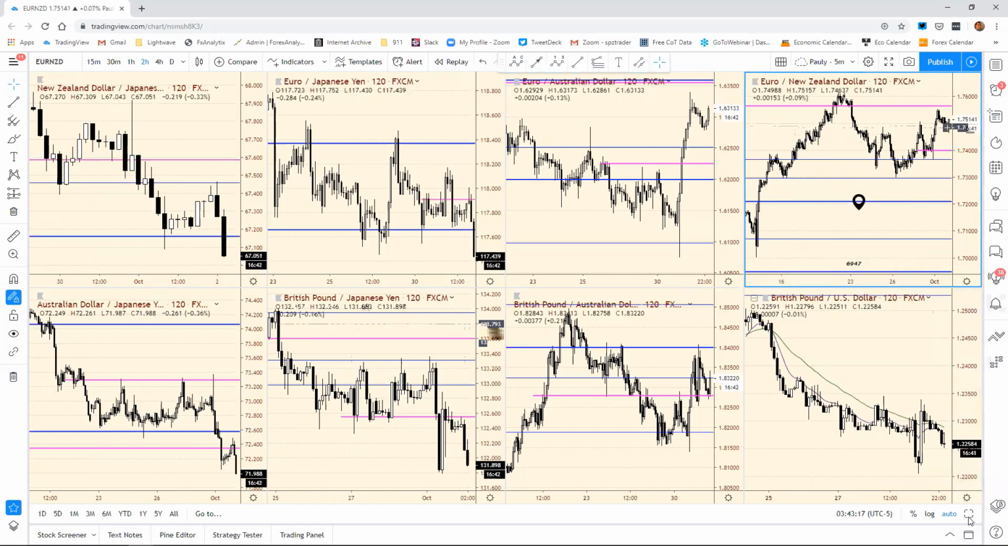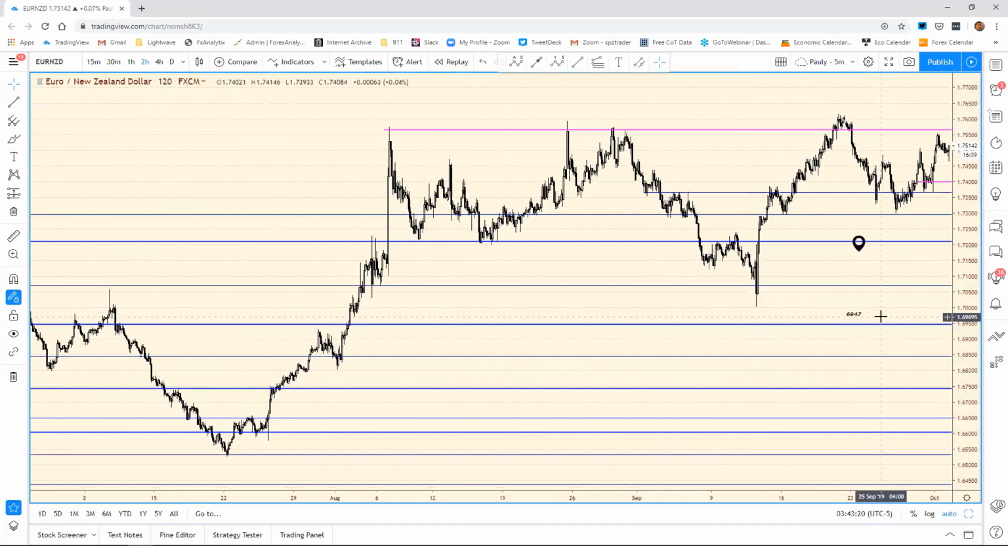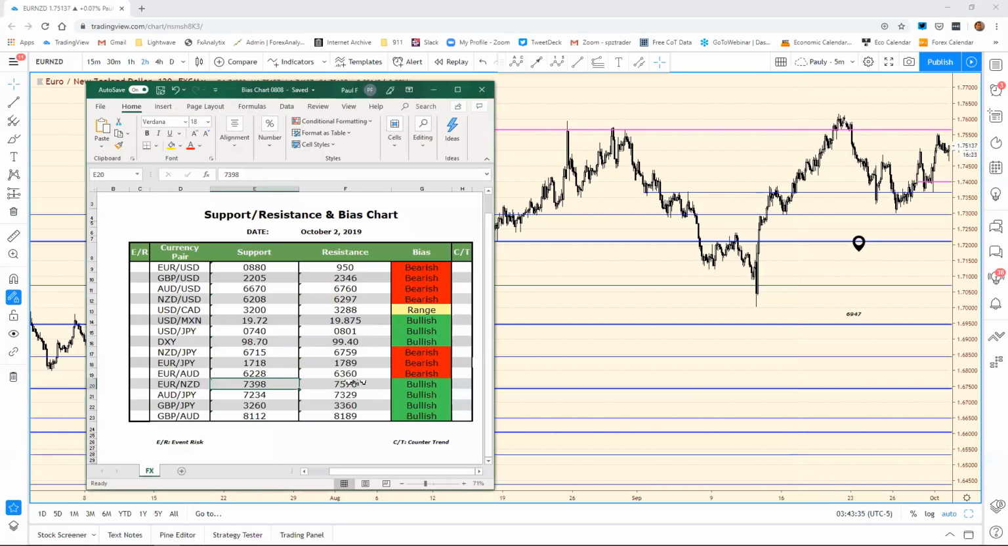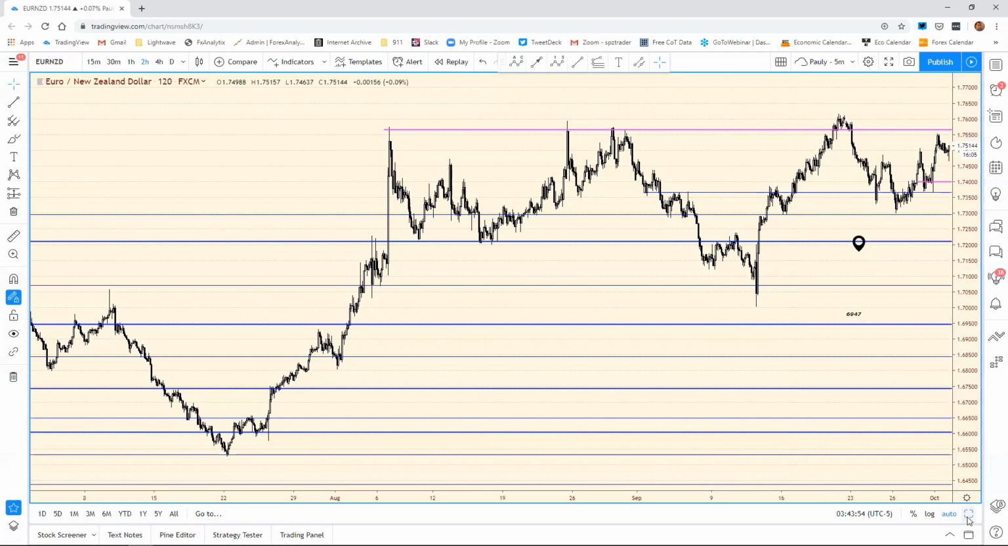Let's move on to the Euro Kiwi. We're going to keep this resistance right here, $75.70. And the support is going to remain the same here also, $73.98. So no change on the Euro Kiwi. Let's move into the Aussie yen.